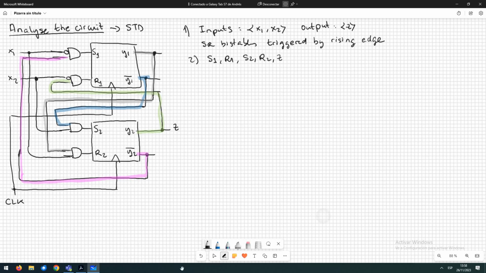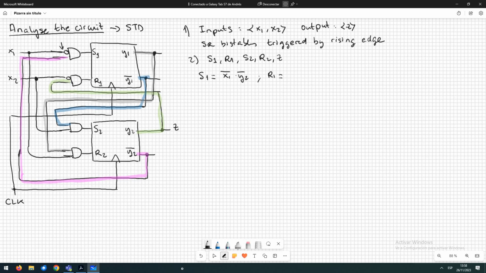So we start with S1. S1 is here. It's an AND gate. You can see that here in this input we have a circle. The circle always means the inversion of the variable. So in this AND gate we have X1 but negated, and the other input is Y2 negated.